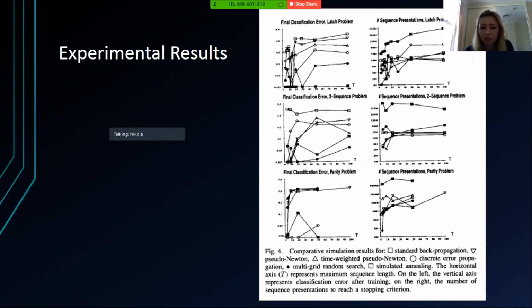Any questions here? Yeah, I'm sorry. What was the x-axis again? It's described here. The horizontal axis is T, which is the length of the sequence. Oh, I see. Okay.